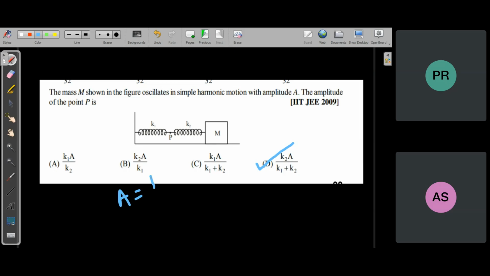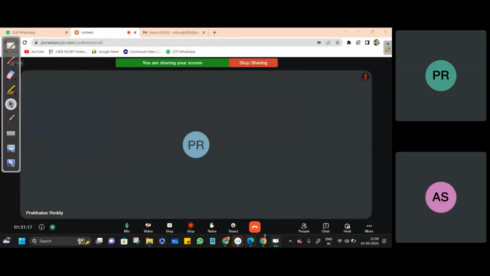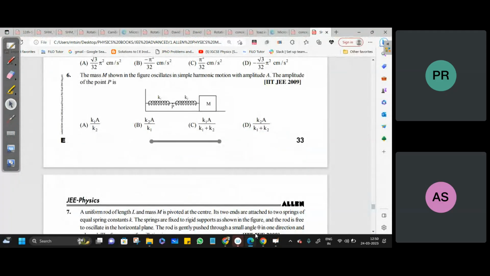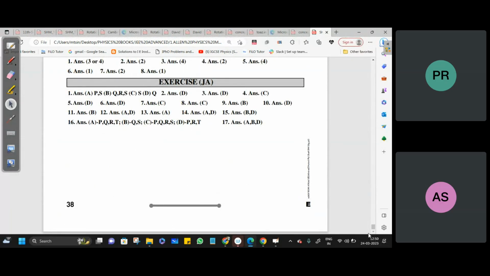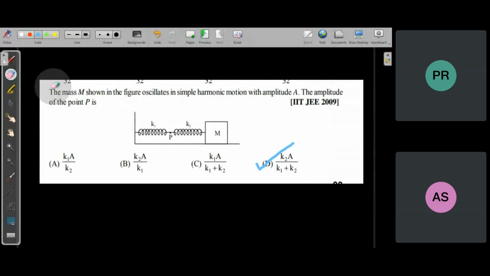Again, what you said, amplitude is equal to effective force by K1. F effective by K1, you said. Okay, and what is F effective? K1 K2 by K1 plus K2 into x. Yeah. Okay. That is the correct answer.